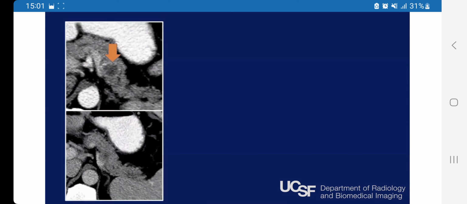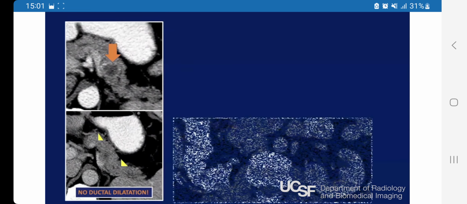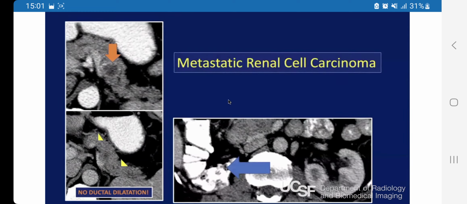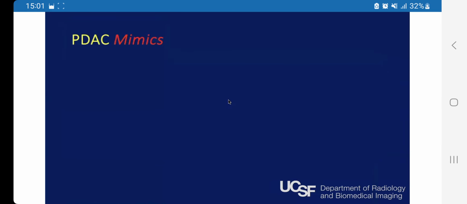And as you can see, there is no duct dilatation, and this patient has had a right nephrectomy. So this was a patient with RCC with metastasis to the pancreas. Usually the RCC metastases are hypervascular and hyperenhancing, but they could also be central and necrotic.